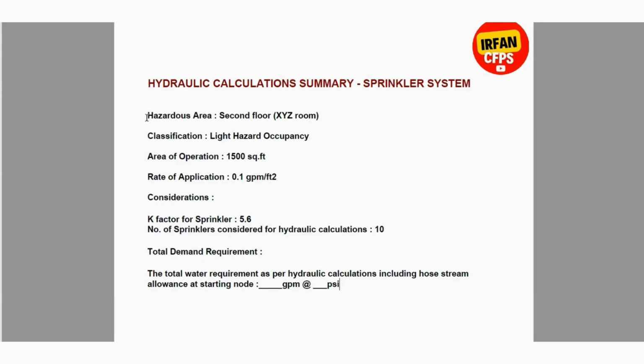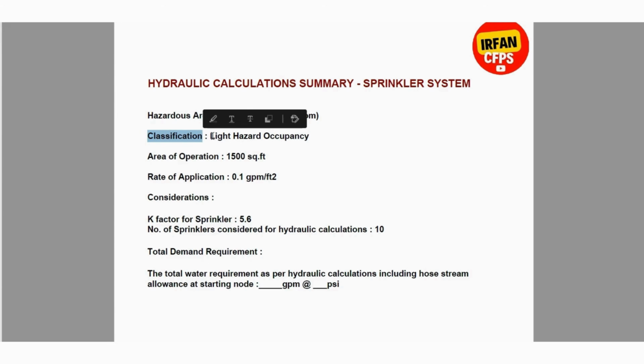For example, you need to add the hazardous area for which you considered to perform the hydraulic calculations. If I have a ground floor, first floor and second floor, obviously the second floor will be the remotest area from the pump room. In the second floor, the room or particular area you considered to perform the hydraulic calculations has to be mentioned in the summary sheet.